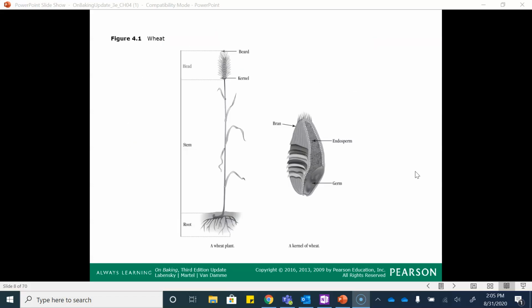Let's take a look at this. There we go. The germ is here, the endosperm, the bran, and this is the wheat plant itself from the root, the stem, and the kernels are up here.